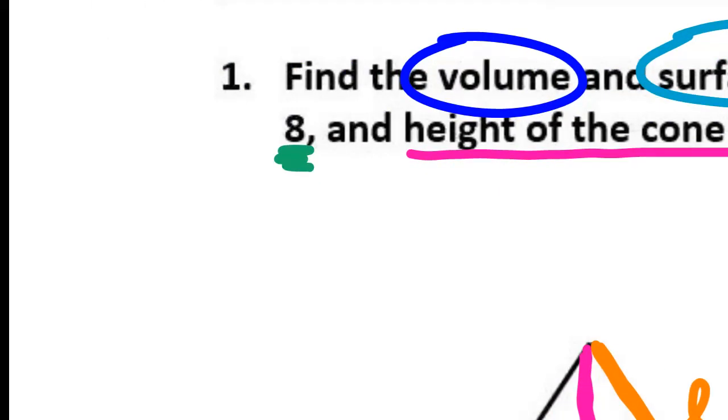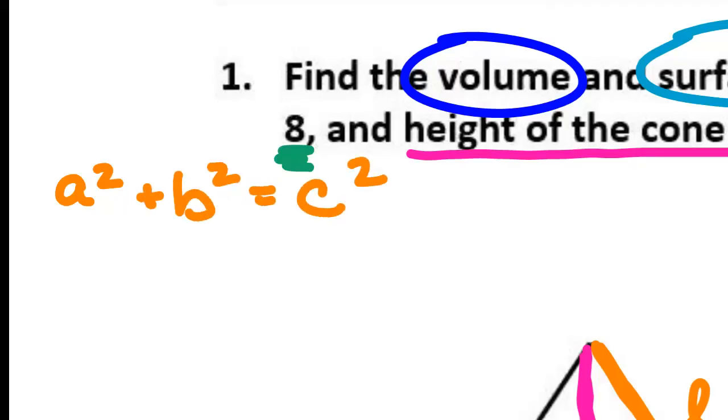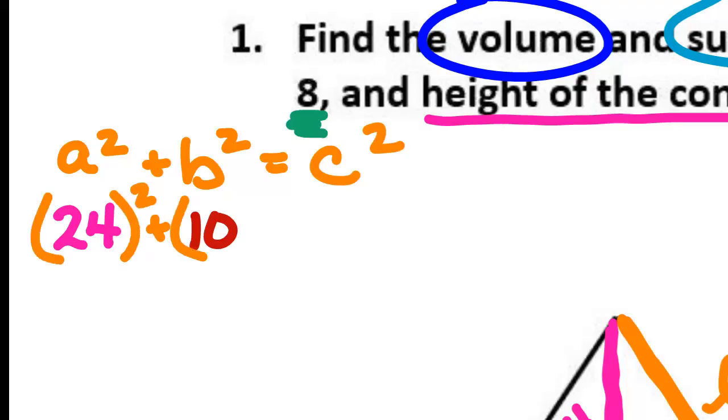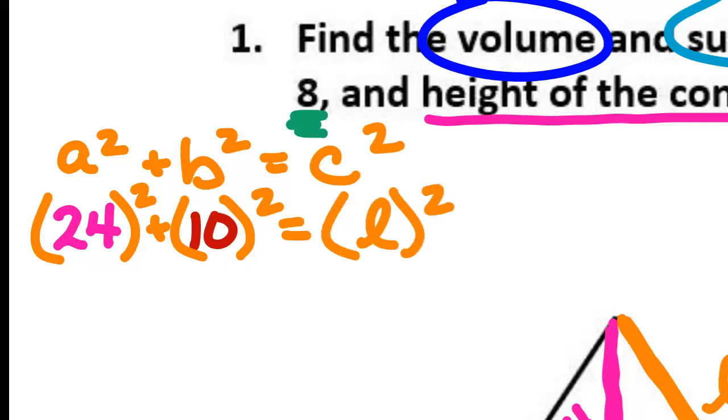How would I find that? Pythagorean theorem, yes. A squared plus b squared equals c squared. What has to go in for c? The slant height. What goes in for a and b? 24 and 10. We have our height, our altitude, and our radius that go in for a and for b. So I have 24 squared plus 10 squared equals the slant height squared.